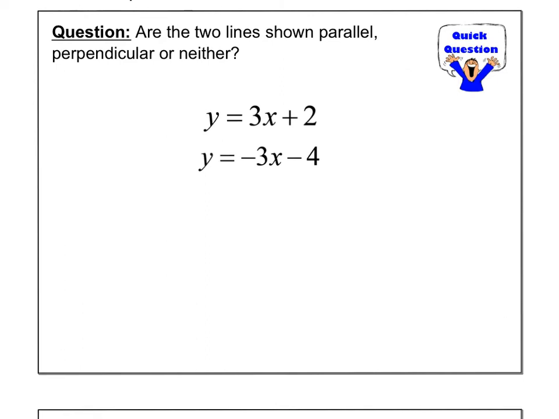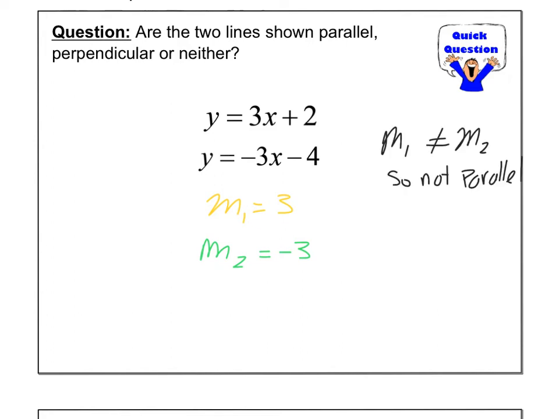Okay, here's another problem. So I notice that for m1, the slope is 3, and for m2, the slope is negative 3. I know it's the same number, but m1 is not the same as m2, so it cannot be parallel. I've written a little statement up here saying that. So m1 is not equal to m2, so it's not parallel, which means our next option is perpendicular.